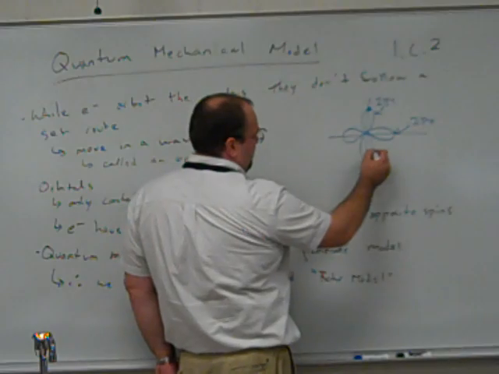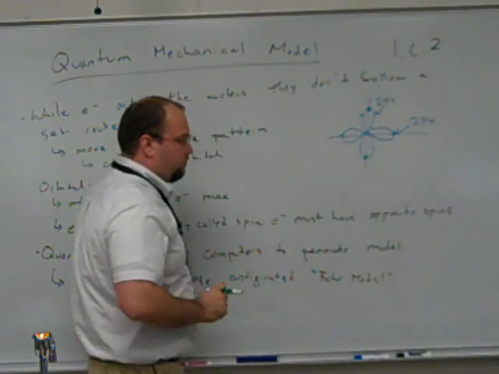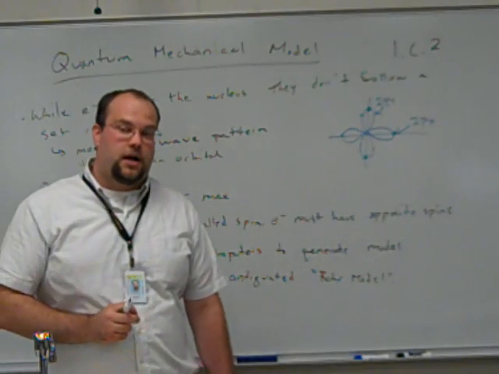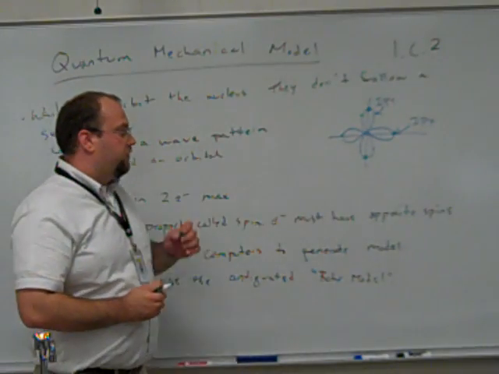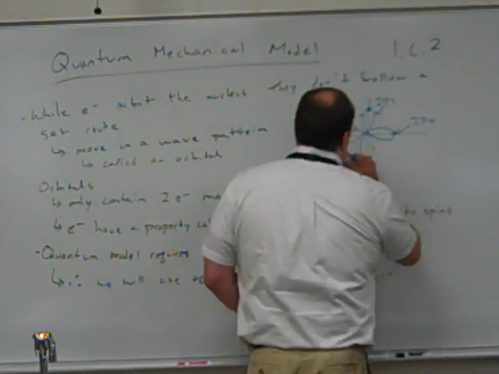Right? They're always going to be opposite each other. Anytime I have an electron over here, there's going to be one over here. Now remember, they're moving ridiculously fast, so they are moving around pretty quick. Every orbital can have 2 electrons max.